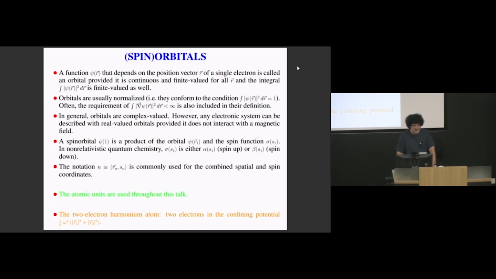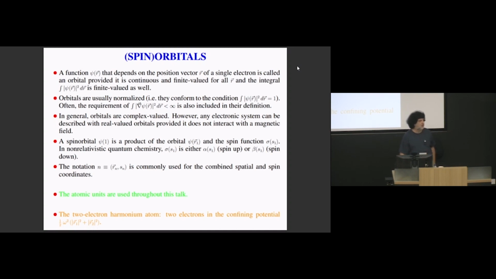is also square integrable. Now, in general, orbitals are complex valued. However, in the absence of magnetic fields, we can always work with real valued orbitals, and if there are any degeneracies which admit complex valuedness, we can always apply some unitary transformation which restores the real values of the orbitals.